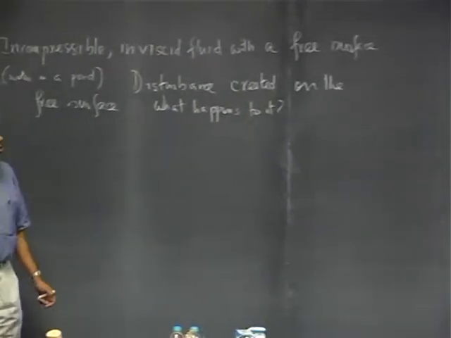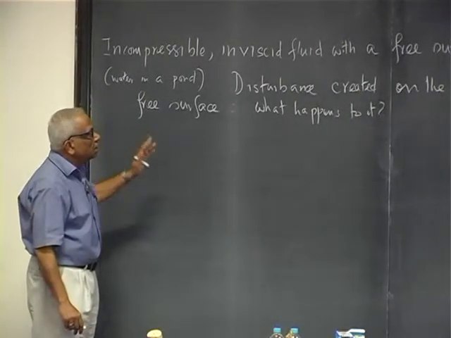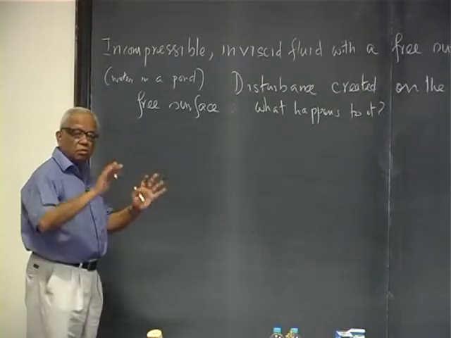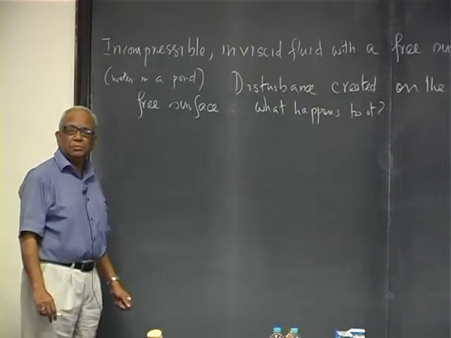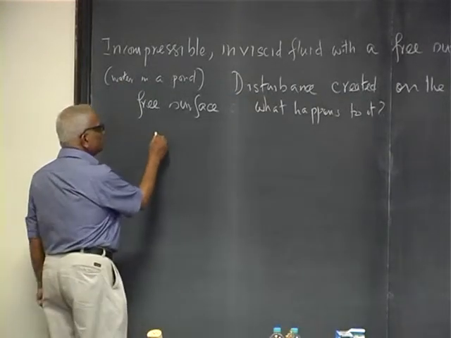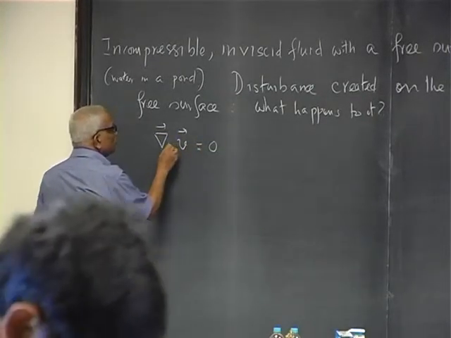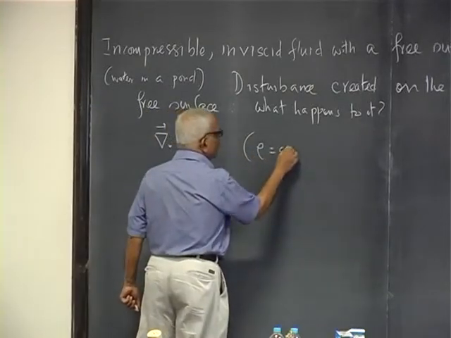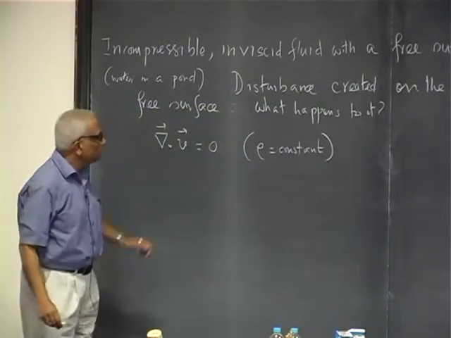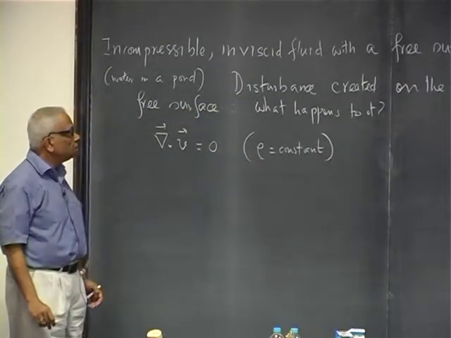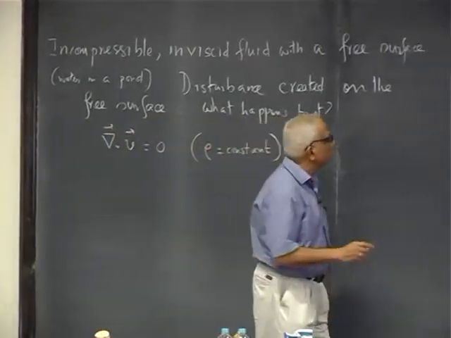So the point is, let's look at the conditions that I have put. Inviscid fluid, so viscosity off for the time being. Incompressible, so incompressible means rho is constant everywhere, divergence V equal to 0. Now there is this question of the disturbance that is created.